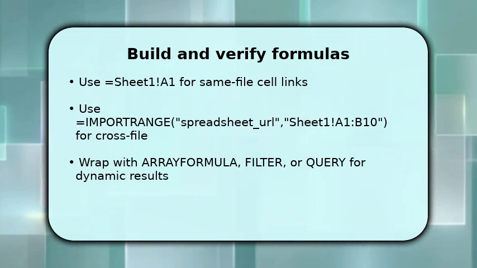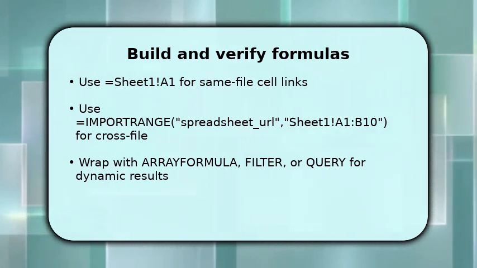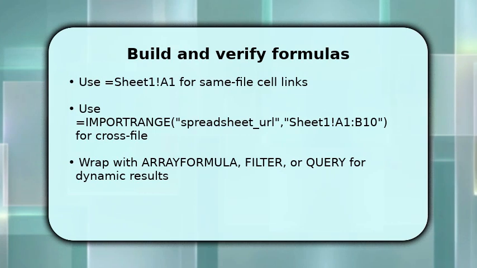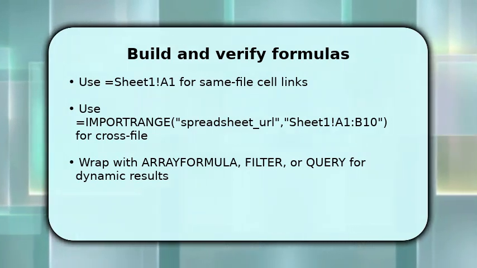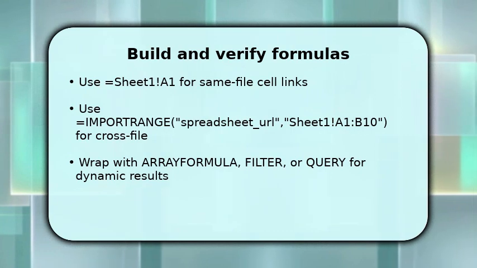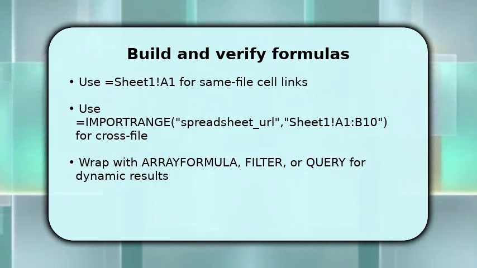Once the raw link works, make it robust. Use ARRAYFORMULA to fill rows, FILTER to limit rows, or QUERY to reshape data. Make sure ranges match expected headers and watch for header duplicates. Test with a small range before scaling up.